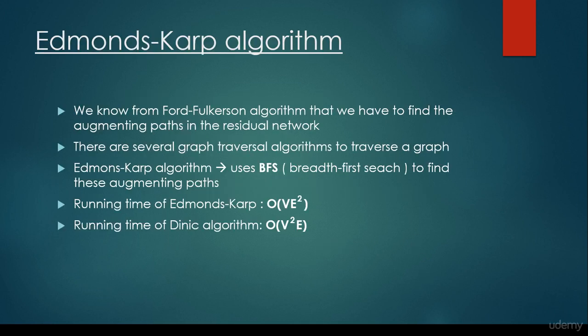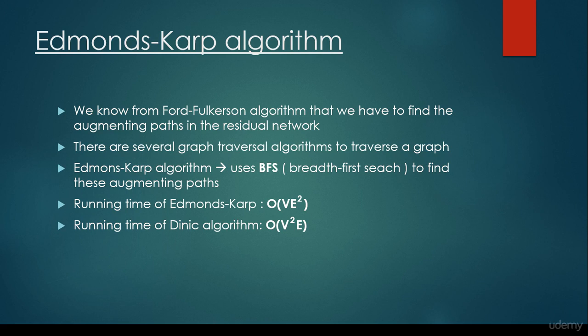Okay, and what about the Edmonds-Karp algorithm? We know from the Ford Fulkerson algorithm that we have to find the augmenting path in the residual network. But there are several graph traversal algorithms out there, such as depth first search, A-star search, nearest neighbor search, breadth first search. Okay, what to use? The Edmonds-Karp algorithm uses BFS, or breadth first search, to find these augmenting paths, and it turns out to be the best graph traversal algorithm to be used.